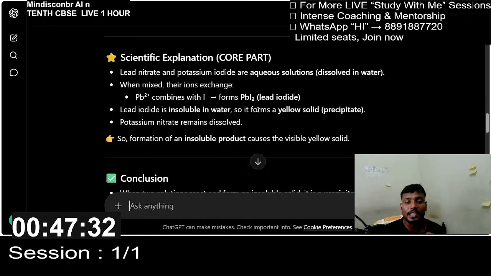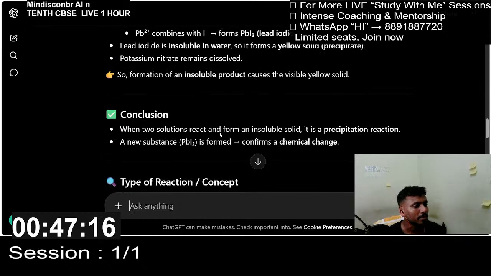Hence this is an example of which type of reaction? Precipitation reaction. Also this is an example of double displacement reaction. You will see it later. Lead iodide is insoluble in water, so it forms a yellow solid precipitate. Potassium nitrate remains dissolved. So the formation of an insoluble product causes the visible yellow solid.